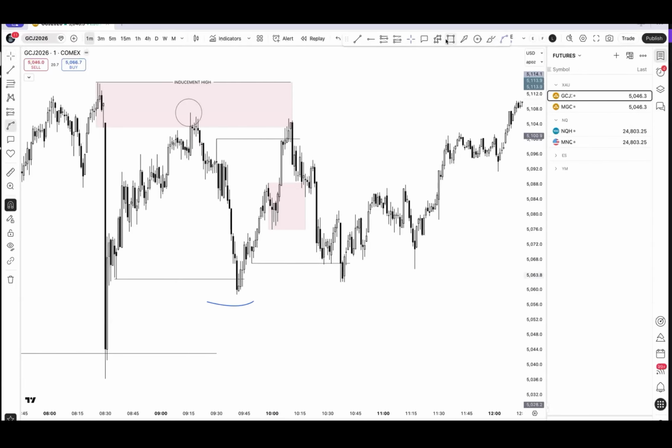If we were to draw it out, that's literally all it is. And the price comes for the extreme. That's literally all this price action is. So take that out.